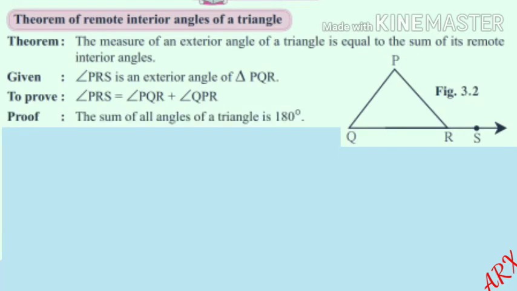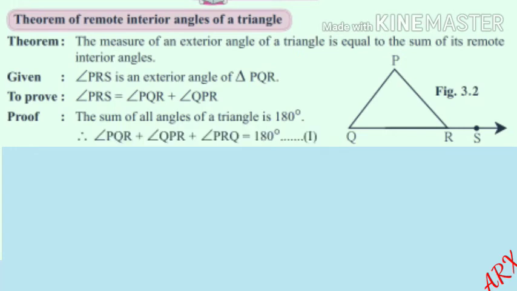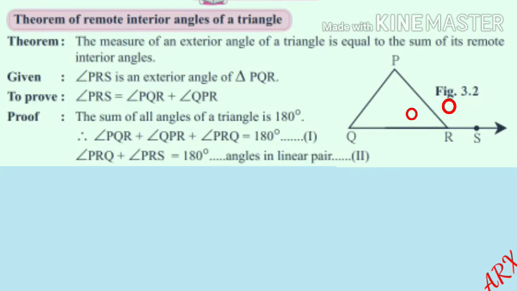As we know, the sum of all angles of a triangle is 180 degrees. Therefore, angle PQR plus angle QPR plus angle PRQ equals 180 degrees, which is equation number 1. Now, from the figure, we can observe angle PRQ and angle PRS are angles in a linear pair. Hence, their sum will be 180 degrees. Therefore, angle PRQ plus angle PRS equals 180 degrees, which is equation number 2.